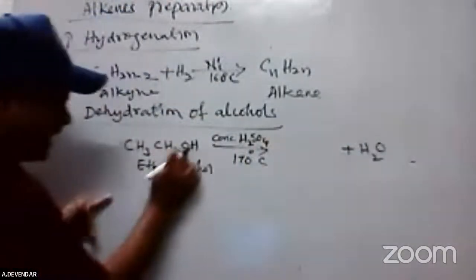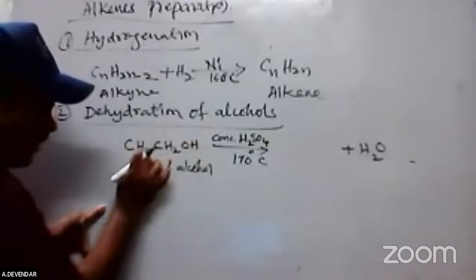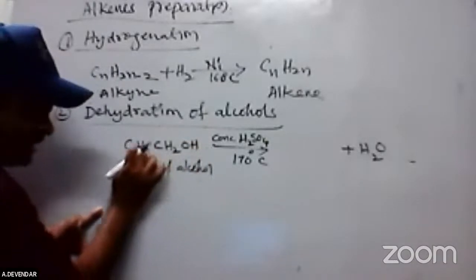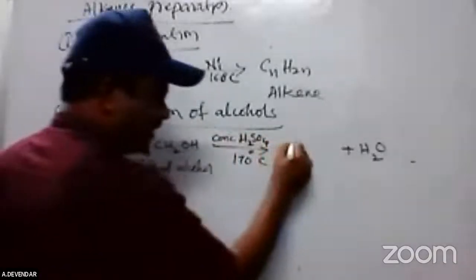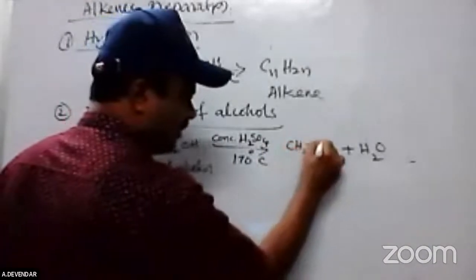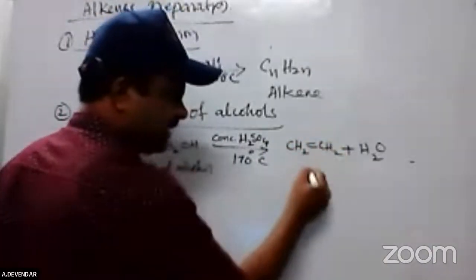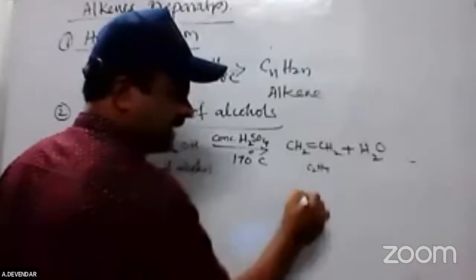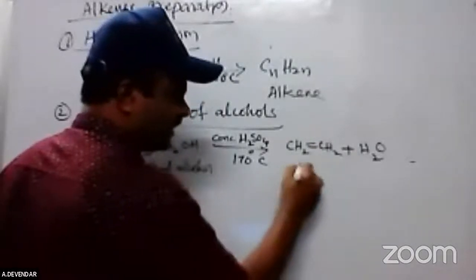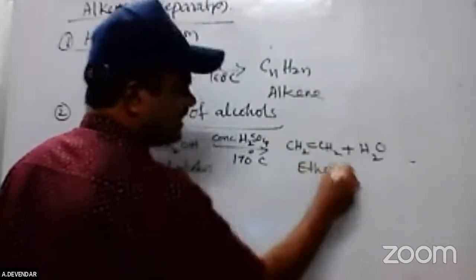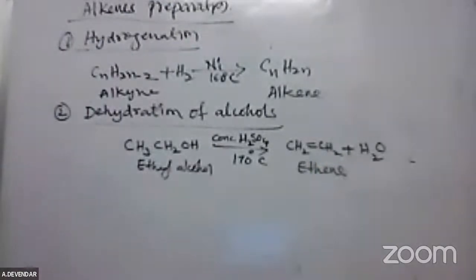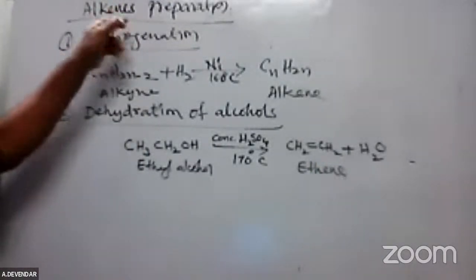So here OH is eliminated and one hydrogen is eliminated, one hydrogen from the CH2. You are getting CH2 double bond CH2, which is nothing but C2H4, ethene. So we are getting ethene. This is the simplest method of preparation of alkenes.